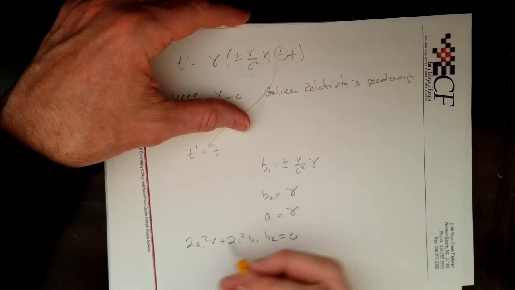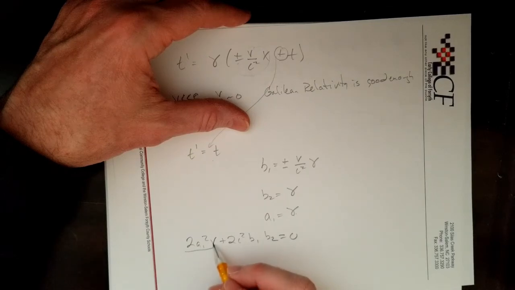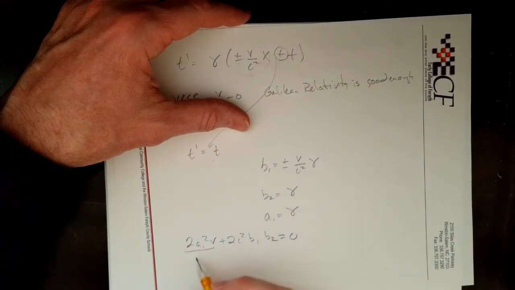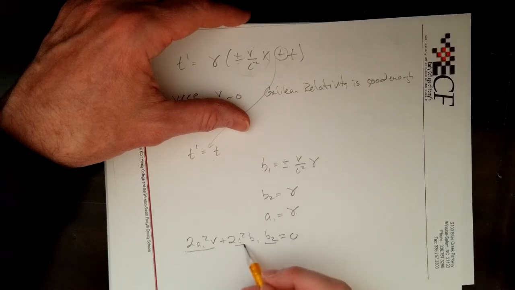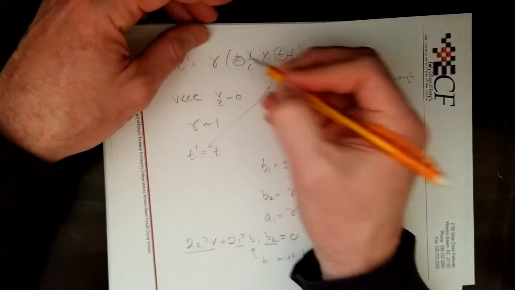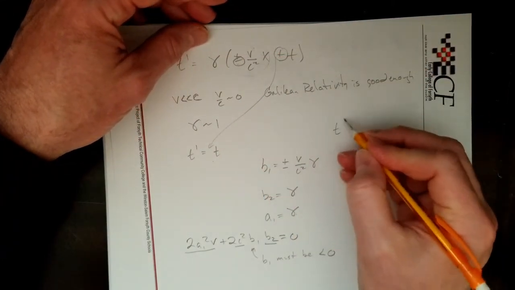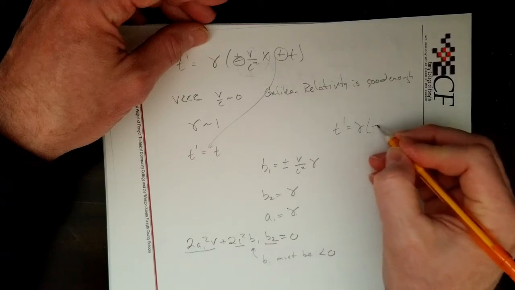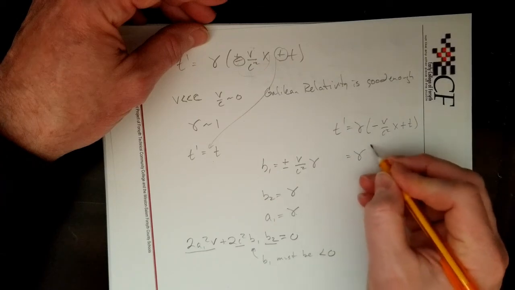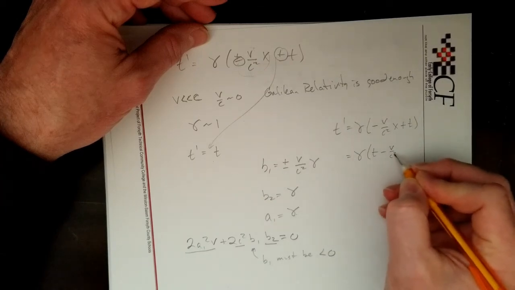I know gamma is always a positive number. It's 1 or bigger. So this is positive. V is a positive number, presumably, since we had it going away at some speed in the positive direction. That's positive because that's also gamma. That's the speed of light, which is positive. So in order for this equation to work out, b1 must be negative. So the negative solution works there. And so what we end up with is t prime equal to gamma times negative v over c squared x plus t, or more traditionally, gamma times t minus v over c squared x.